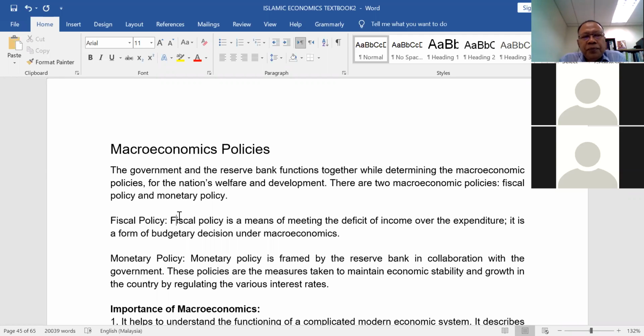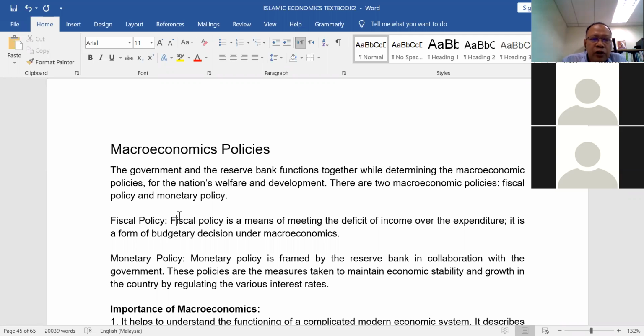If the government expenditure is more than the government revenue, we call it deficit. Okay, you spend more than income, so deficit. If the government's revenue or government's income is more than the government expenditure, then it's called surplus. If the income and expenditure are equal, we call it a balanced budget.